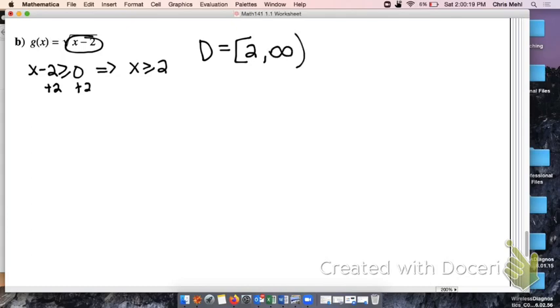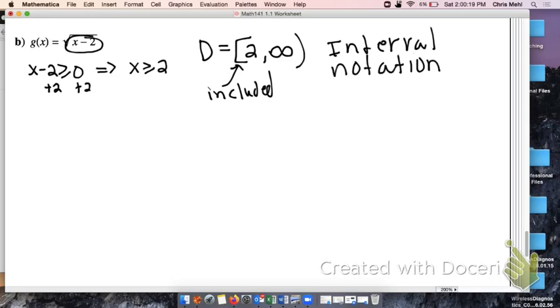You can write bracket 2 to infinity, and the bracket means that 2 is included, and this represents the set of all numbers that are 2 or bigger. Okay, and again, this is the interval notation. Another way to write the domain is in set notation, as the set of all x such that x is greater than or equal to 2.